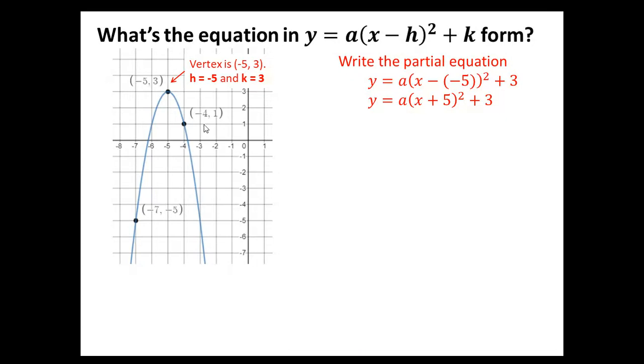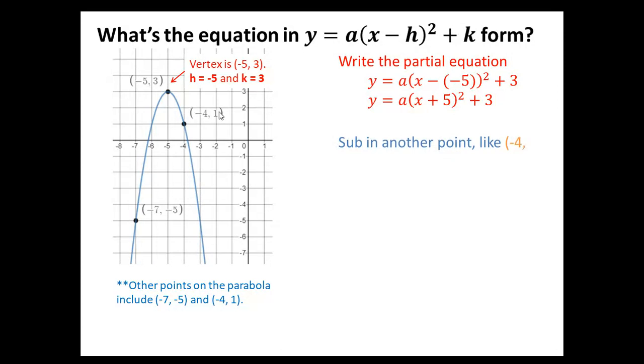Now we're going to look at any other point on the graph. It doesn't have to be the one that I'm giving to you. It could be something like this, (-6, 1). But since these two were given already, I'll just use those. So let's sub in another point. I'm going to substitute (-4, 1). Remember, -4 is our x, and y is our 1.